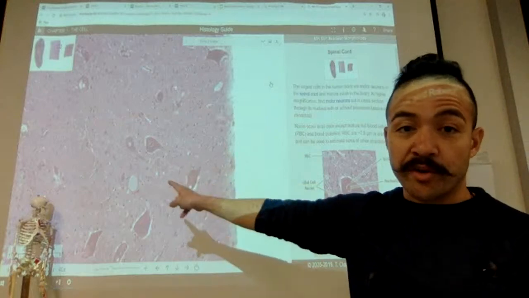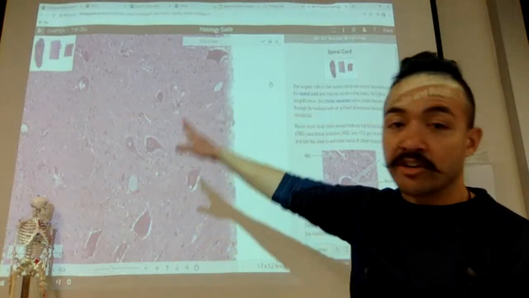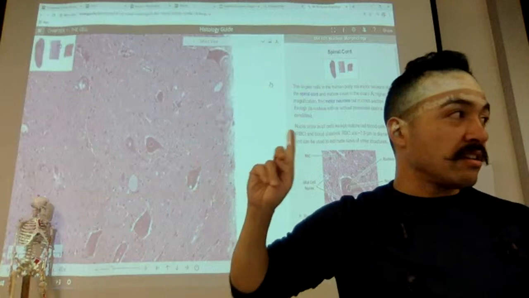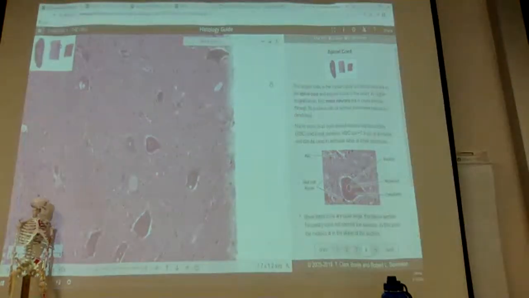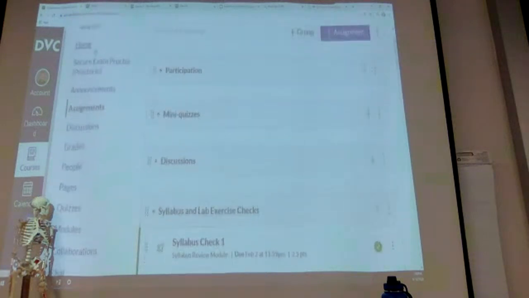This would be great if you're showing gray matter, because here we see neurons in gray matter. If this doesn't work out, what you can do is go to my Google Photos. So how do you get to that? Remember, go to Home.